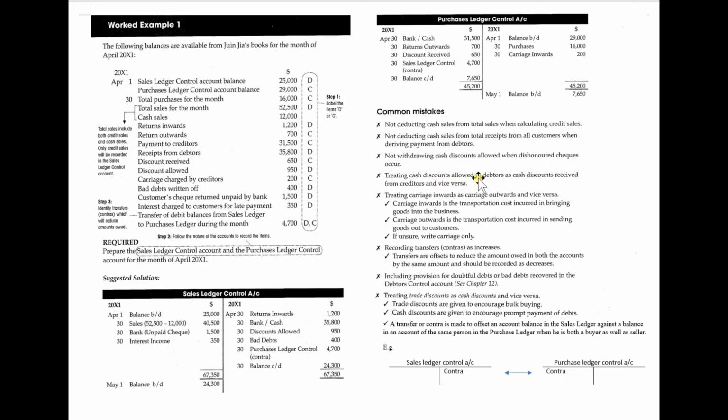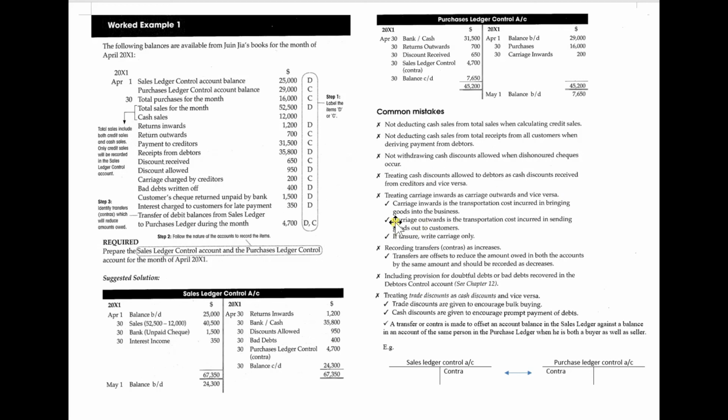Treating cash discount allowed to debtor as cash discount received from creditor and vice versa. So for the debtor it is discount allowed, for the creditor it is discount received. Treating carriage inward as carriage outward and vice versa. You may not have come across these 2 terms before, but just so you know, carriage inward is the inward. You see the word in? Transport coming into us, so it's the transportation cost in bringing the goods into the business. It's the transport cost when you buy the goods.